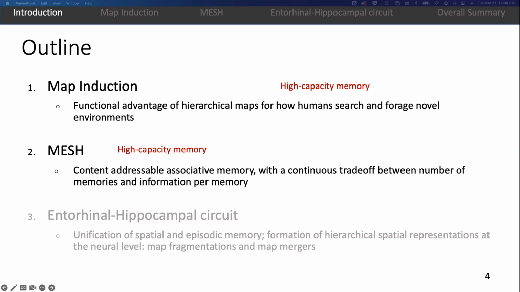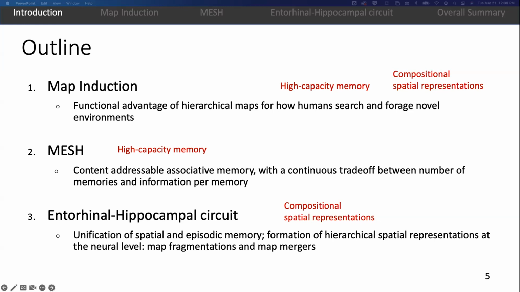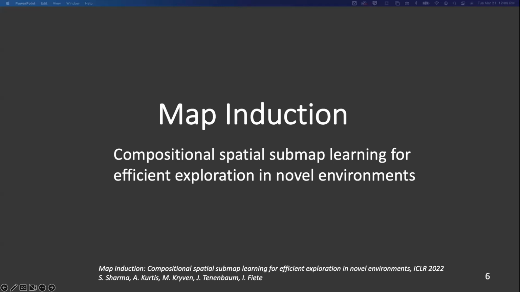So it's kind of a neural implementation and a hypothesis for how we could have high capacity memories in the brain. And then the second thing that we learn from map induction is compositional representations. In order to build hierarchical representations, we need the principle of compositionality. And in the third part of my talk, I'll talk about how the Entorhinal-Hippocampal circuit, which has been implicated in encoding spatial maps, can lead to the formation of hierarchical spatial representations. So we can start with map induction.